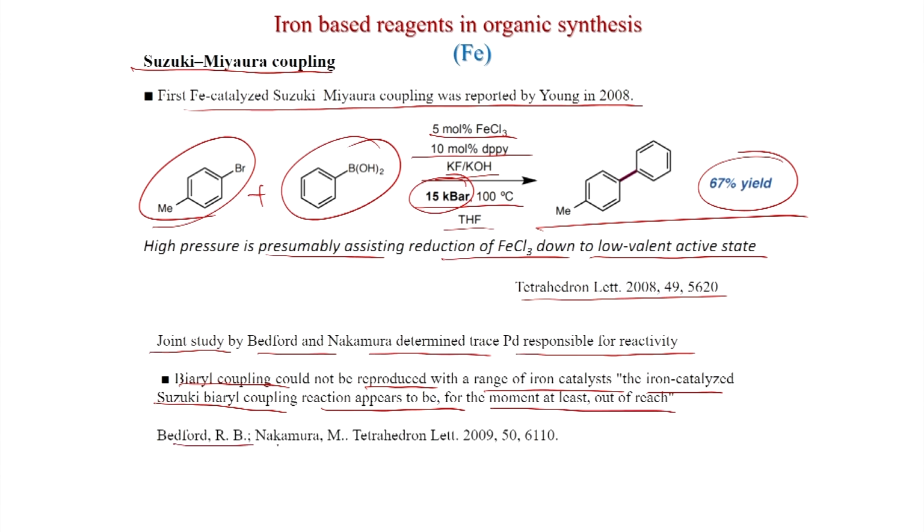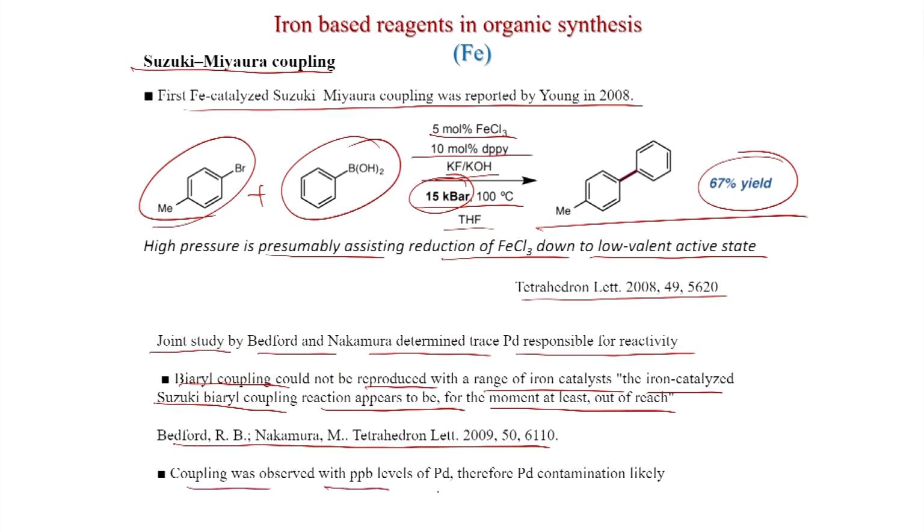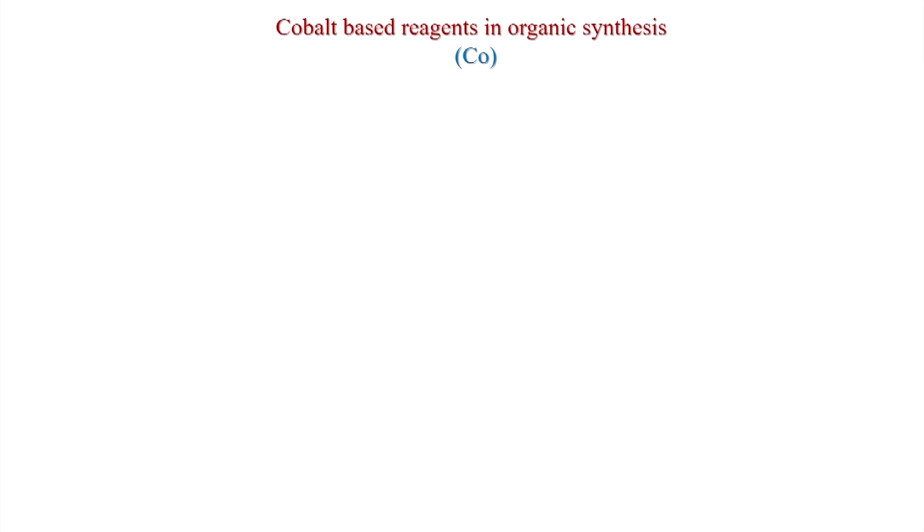This was published in Tetrahedron Letters 2009. In the comments, coupling was observed with ppb levels of palladium, therefore palladium contamination is likely. So, Suzuki-Miyaura coupling may occur with this palladium contamination which is present in iron.